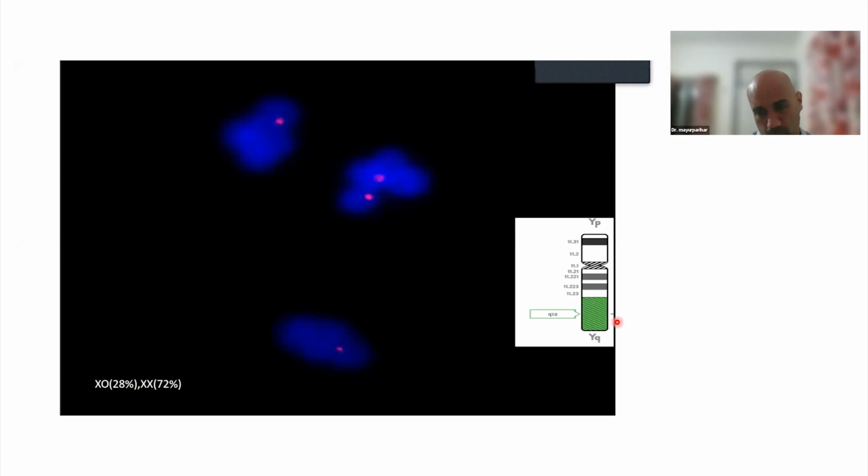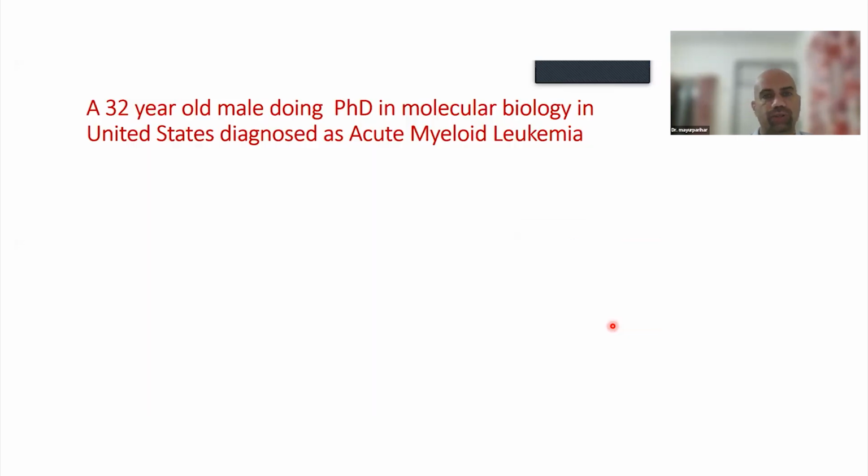And this is how the probe works. I'm showing you this case so that you realize that it is very essential to understand your probe designs before you interpret your FISH.